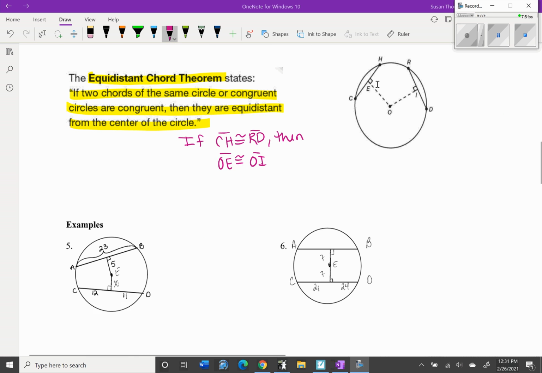All right, so next we have the equidistant chord theorem, which states if two chords of the same circle or congruent circles are congruent, then they are equidistant from the center of the circle. So if CH is congruent to RD, so CH is this length here, and this is RD over here, then that means that this length from E to O is congruent to O to I.